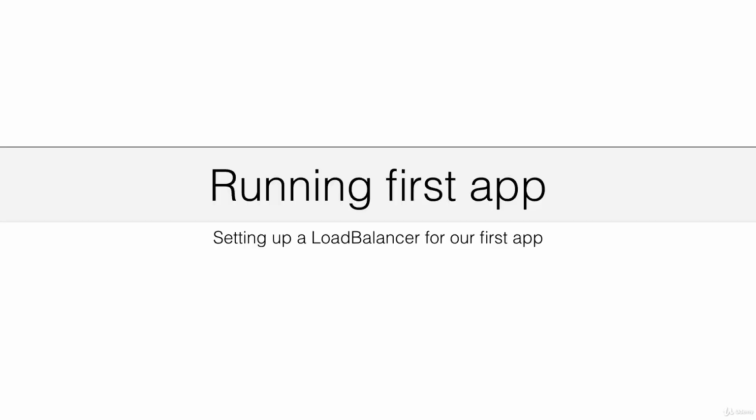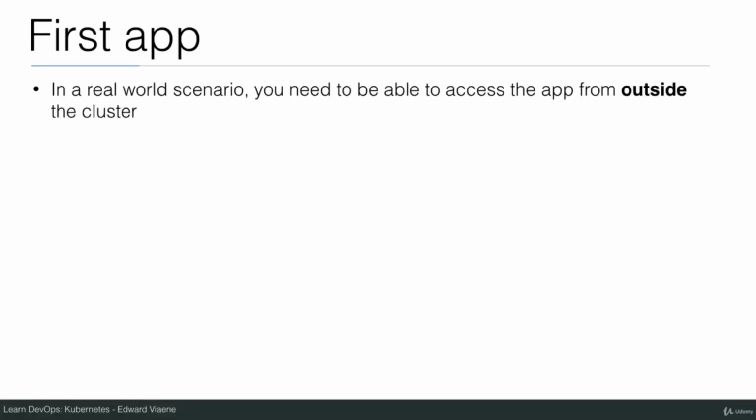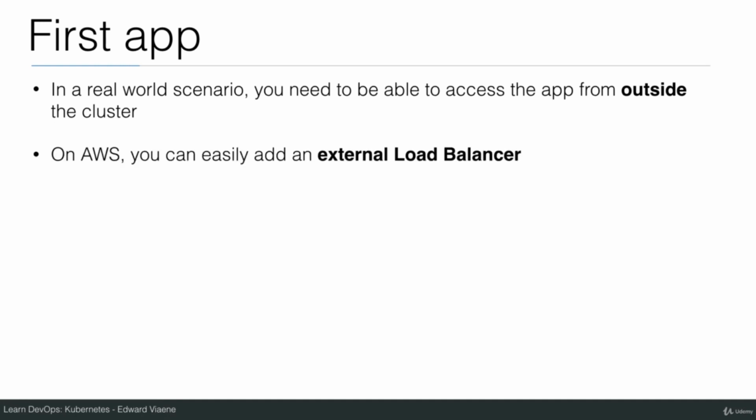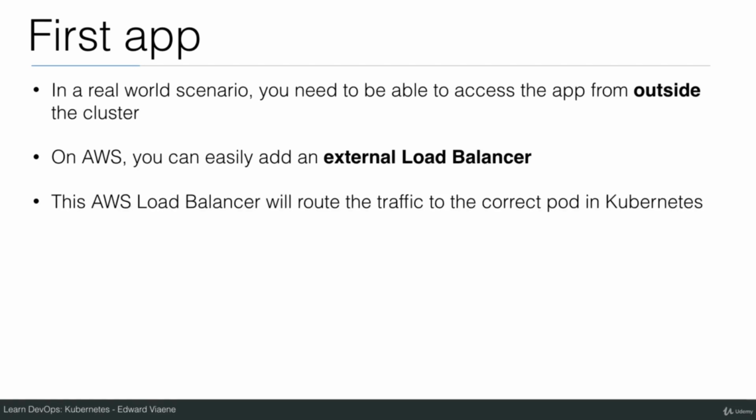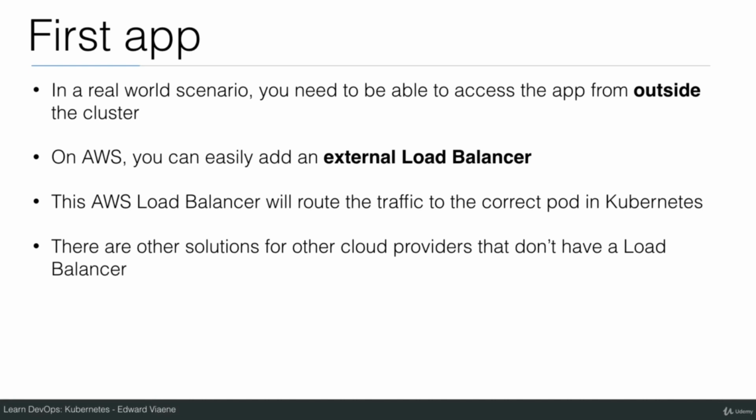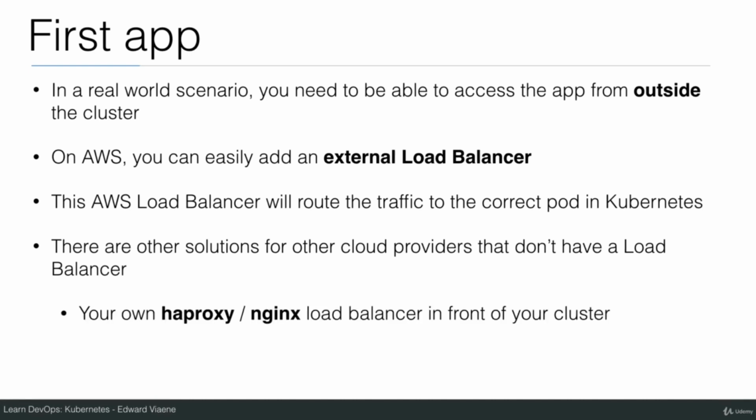In this lecture I will show you how to set up a load balancer for your first app. In a real world scenario, you need to be able to access the app from outside the cluster. On AWS, you could easily add an external load balancer. This AWS load balancer will route the traffic to the correct pod in Kubernetes. There are other solutions for other cloud providers that don't have a load balancer. Like you can run your own HA proxy or Nginx load balancer in front of your cluster. Or you can expose ports directly. In this lecture, I will show you how to do it with AWS.